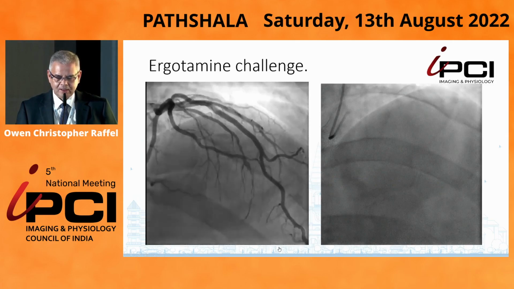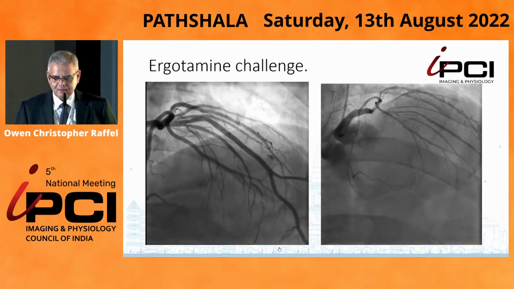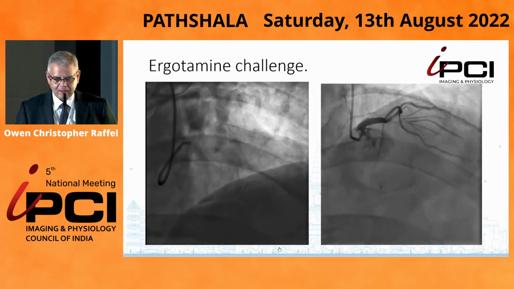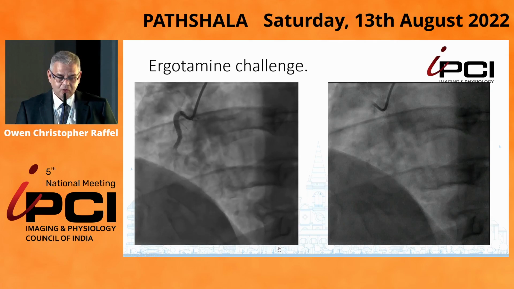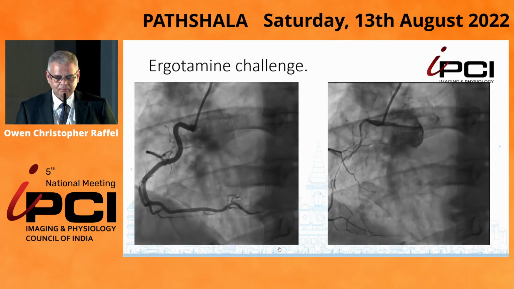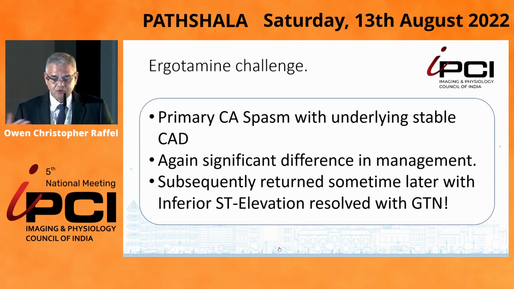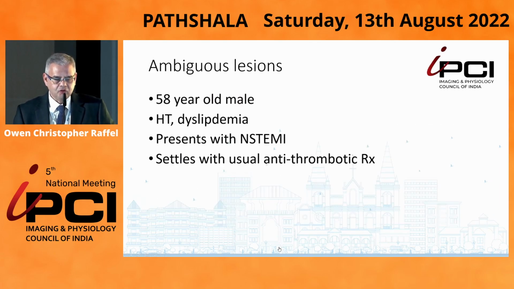That's the baseline LAD. It's a bit of ergotamine, and that's really nasty to have in the cath lab. That's his right coronary artery with a bit of ergotamine. So he had primary coronary spasm with underlying stable coronary artery disease. Again, a significant difference in management, and in fact, he subsequently returned with right coronary artery spasm.